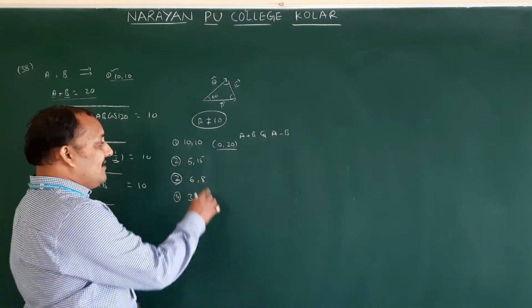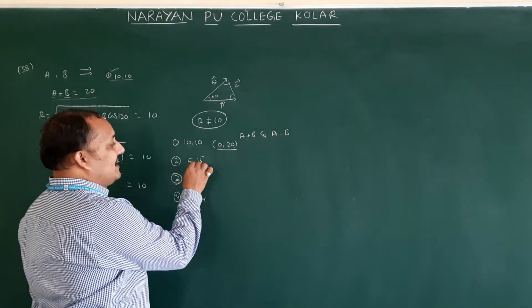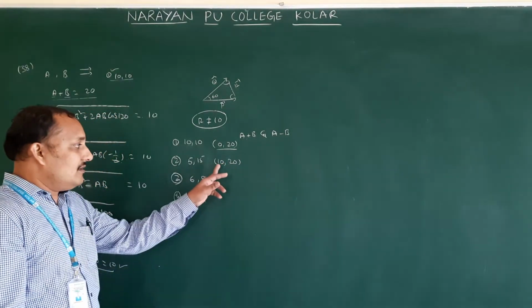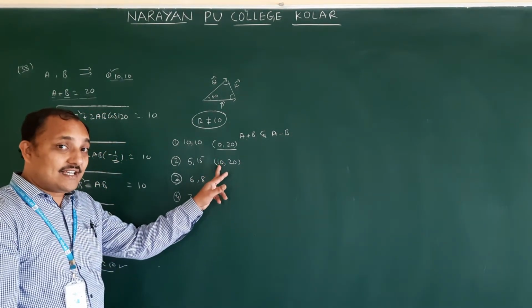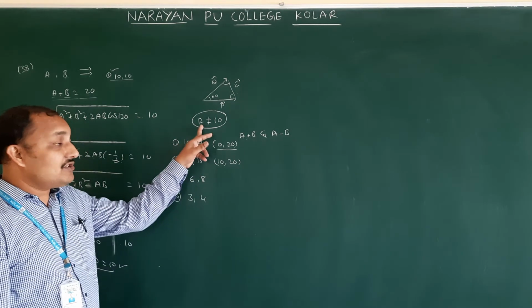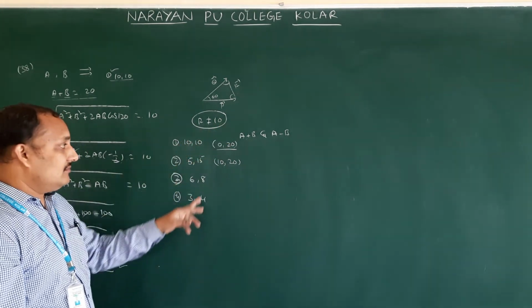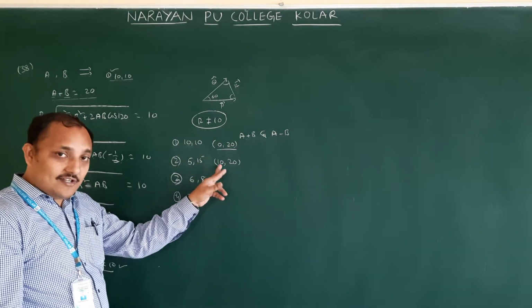5 and 15. 15 minus 5 is 10. 15 plus 5, 20. So here 10 came. Therefore in the resultant 10 is coming. Therefore this one, they said the resultant value should never be 10. In this also 10 will come. In this also 10 will come.